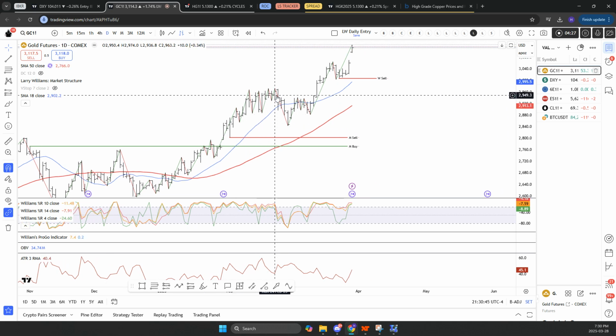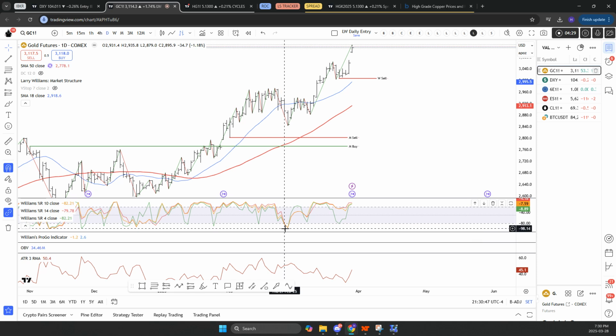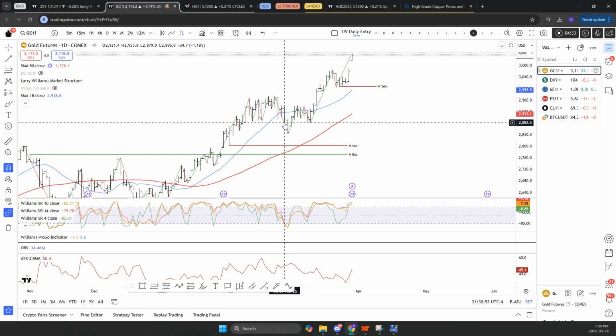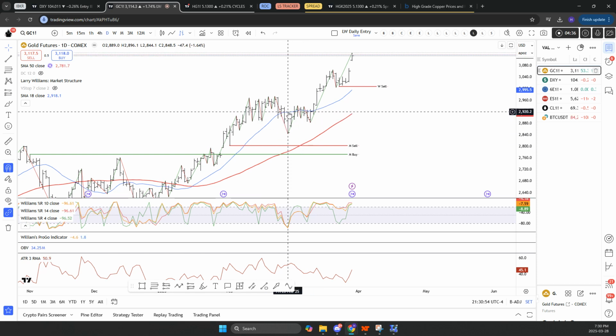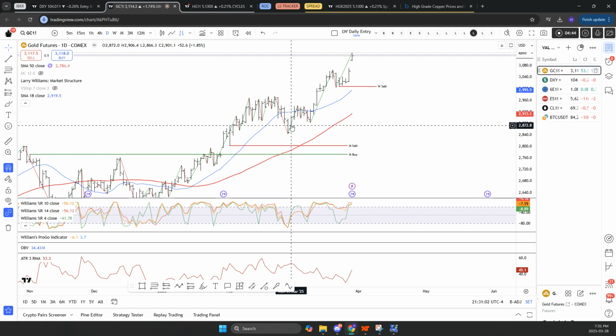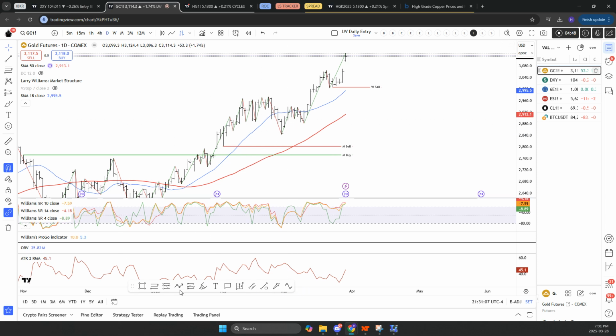Okay, so when we pulled back here, we started to get oversold on all 3 of the percent R oscillators, and we dipped below the 18 period moving average, but we haven't had a trend change on the bearish side yet, because remember, we'd need 2 consecutive full range bars below the 18 period moving average, and then we'd need to take out the low of those bars in order to confirm the trend is bearish.